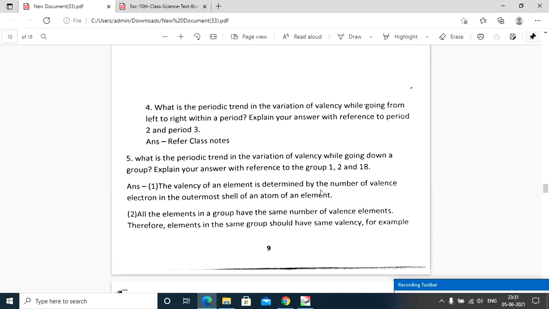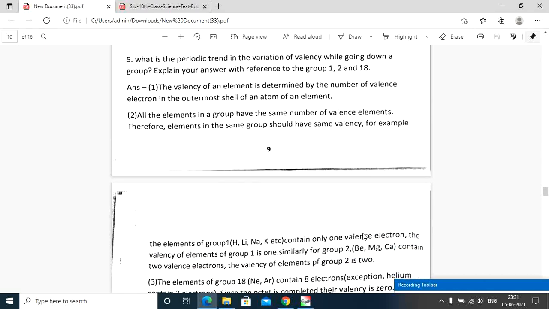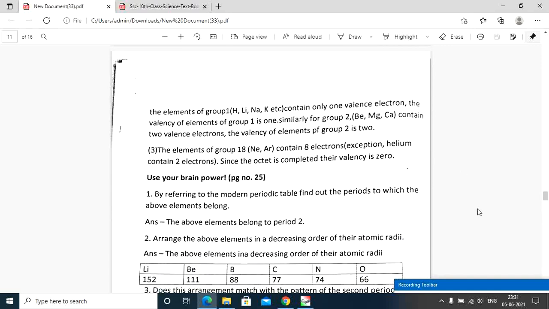The valency of an element is determined by the number of valence electrons in the outermost shell of an atom of an element. All the elements in a group have the same number of valence electrons, therefore elements in the same group show the same valency. Here they have given one example: elements in group 1 have valency 1, and group 2 have valency 2. This I explained to you. Elements of group 18 have their octet state complete. The exception is helium, because helium has 2 electrons in its outermost shell.